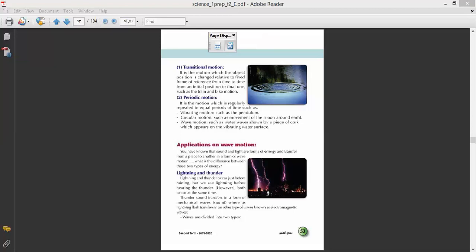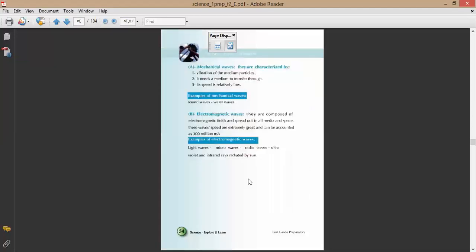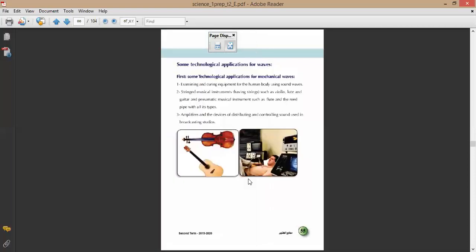rays by the sun. Okay, these are the types of wave, types of the electromagnetic and mechanical wave and comparison between them. Then the technological applications for waves. There are some technological applications for wave, and how can we use this wave in our daily life?